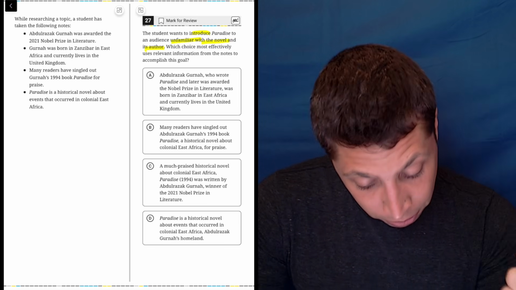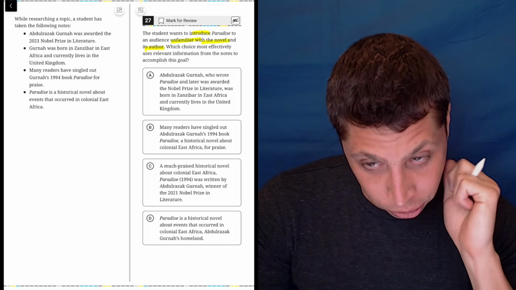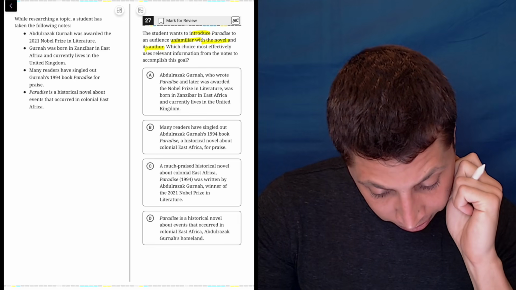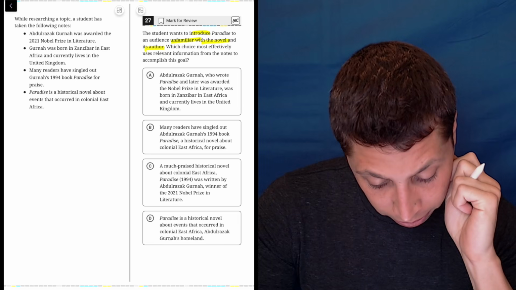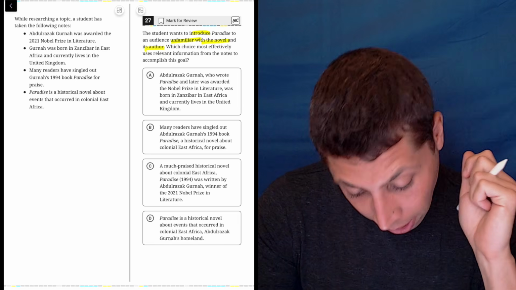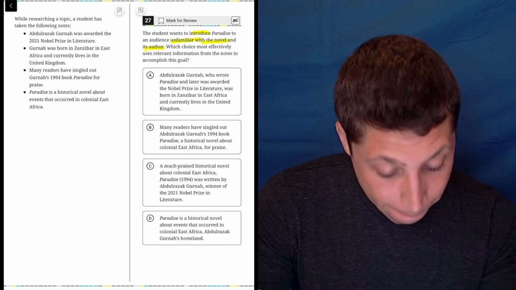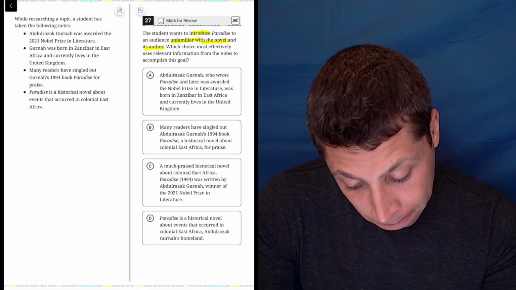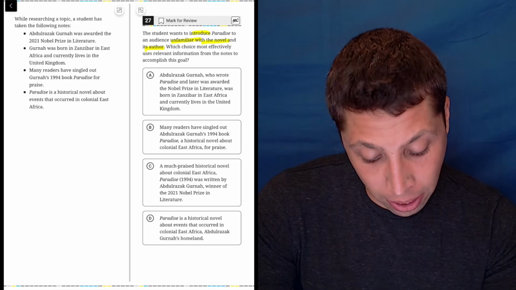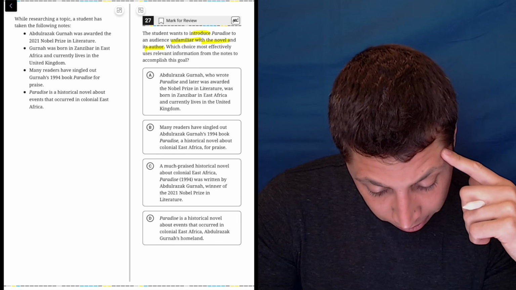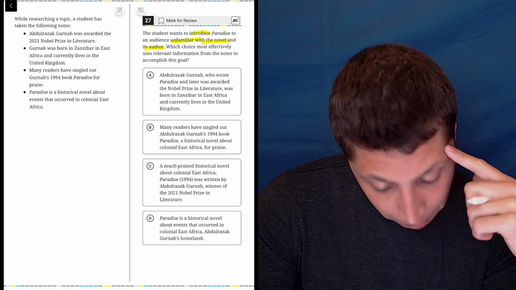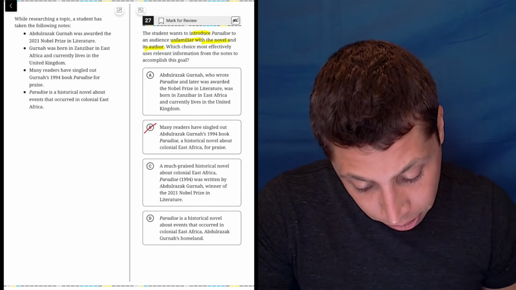So unfamiliar, strong word in the question. Abdulrazak, who wrote Paradise and later was awarded the Nobel Prize in Literature, was born in Zanzibar in East Africa and currently lives in the United Kingdom. Okay. Maybe. It's not really talking about the novel that much. Many readers have singled out this book as a historical novel about... Yeah, but it doesn't talk about him. So it's not introducing him.